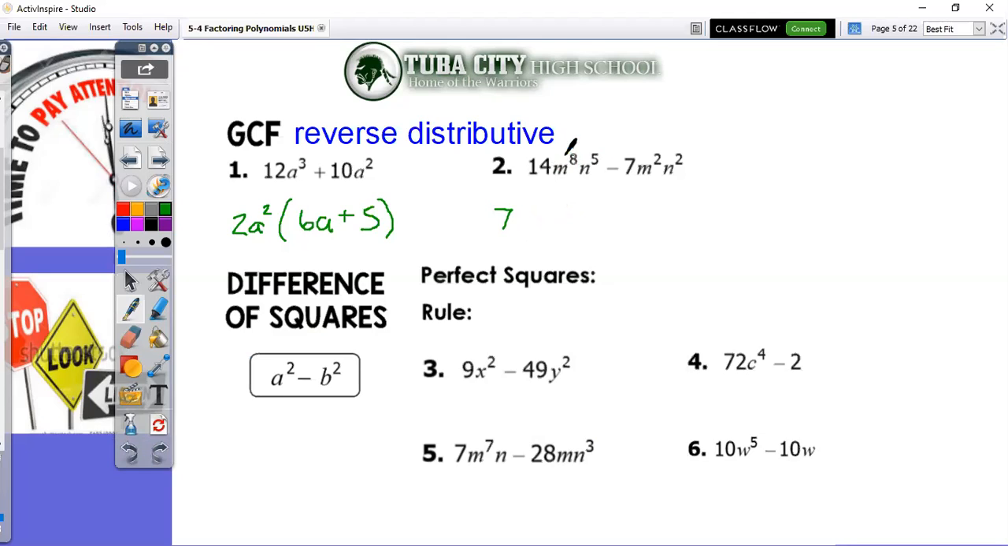So let's look at the m's. So 8 m's and 2 m's. So the maximum I can take away is 2 m's. So m square. And now to the n. So 5 n's and 2 n's. So again, I end up having to take 2 of them. And I have to put the parenthesis here, okay?